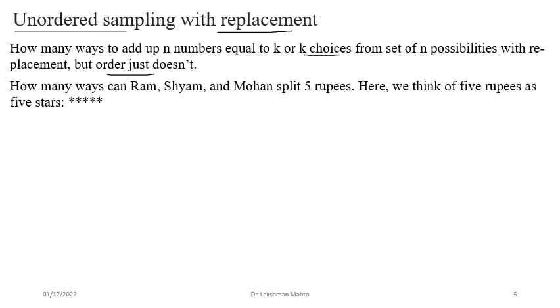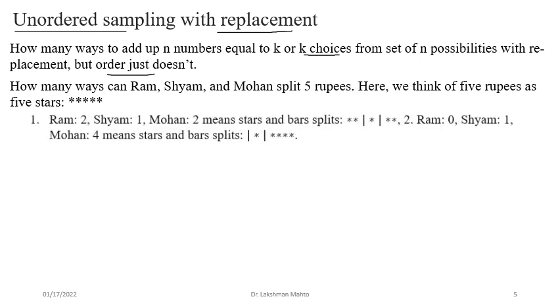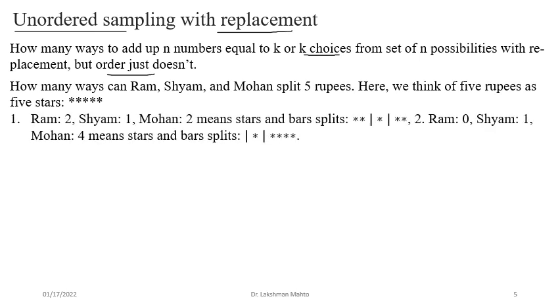Here we think of 5 rupees as 5 stars. Now, one situation we can take is that Ram is getting 2 rupees, Shyam is getting 1 rupee and Mohan is getting 2 rupees. That means we perform a partition of 5. In this process, splitting and partition have the same meaning. So what does it mean to split 5?